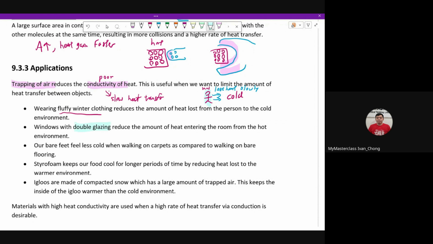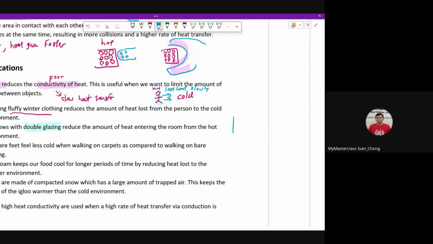Now for double glazing over here, those are for windows. Basically, double glazing means that you have a thin layer of air between the two layers of window. This is window 1 and this is window 2. If some of you have sat in airplanes before, you'll notice that sometimes you have this layer of protection with all of this in between, and therefore you will be able to protect yourself.